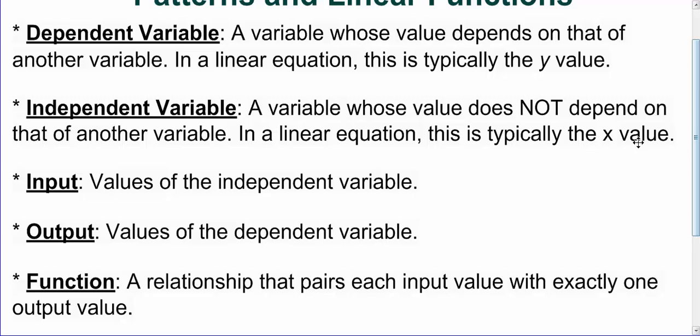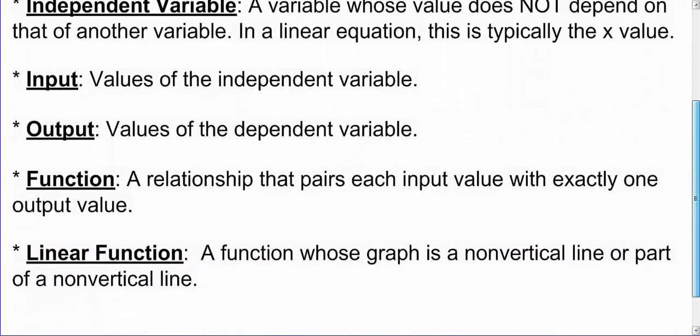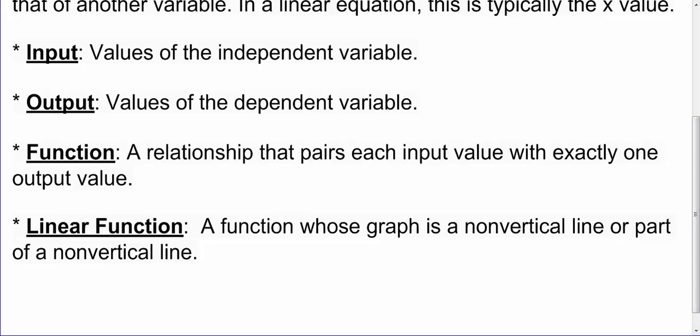Okay, a function is a relationship that pairs one input value with exactly one output value. So whatever input value you plug in, you get something out. It's not possible to plug in one number and get two results. Like I can't plug in 3 and find that the answer is 7 or -2. That doesn't happen. It's one or the other. All right, and a linear function is a function whose graph is a non-vertical line or part of a non-vertical line. So a linear function, as the name would suggest, is a graph that looks like a line.